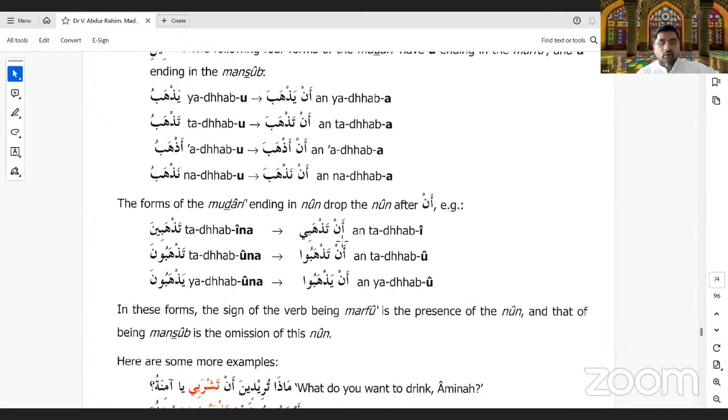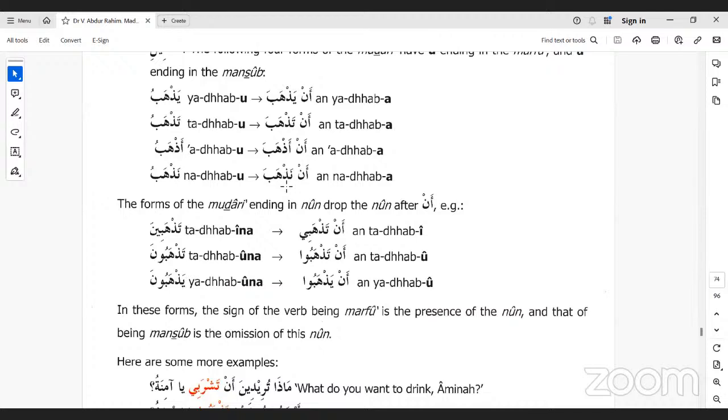What happens here is that whenever these verbs, tadhhabina, tadhhabuna, yadhhabuna, appear, they show that the present tense verb is in its original form. There's no an or lam. But when an comes in front of these three forms, the noon gets removed. And in these singular ones, yadhabu, tadhabu, adhabu, nadhabu, the damma changes to a fatha.